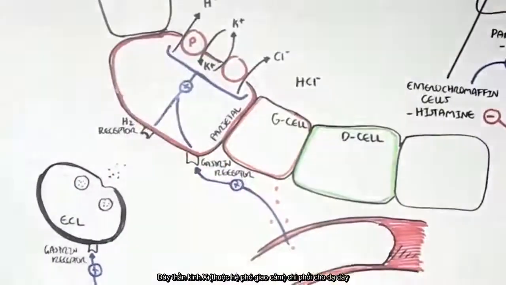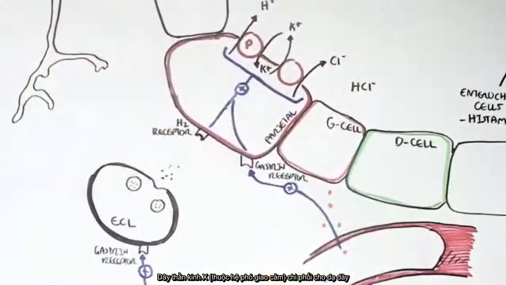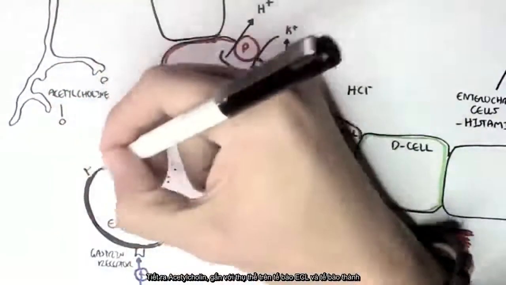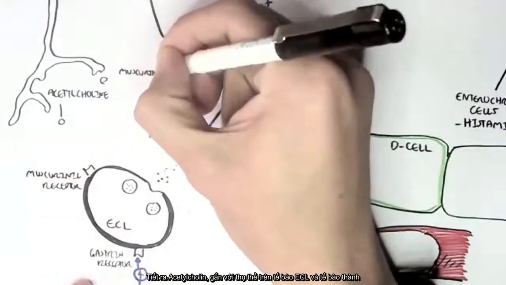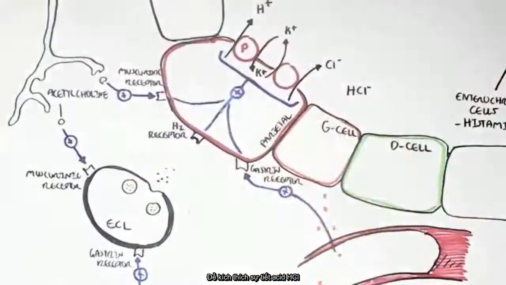The vagus nerve, part of the parasympathetic nerve, innervating the stomach area, will secrete acetylcholine, which will bind onto muscarinic receptors on both parietal cells and enterochromaffin cells, which will all promote hydrochloric acid secretion. So all these were promoting hydrochloric acid secretion.